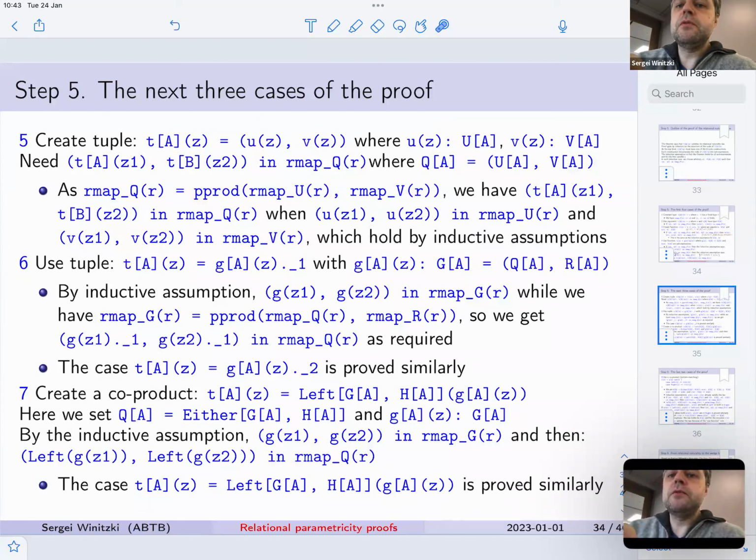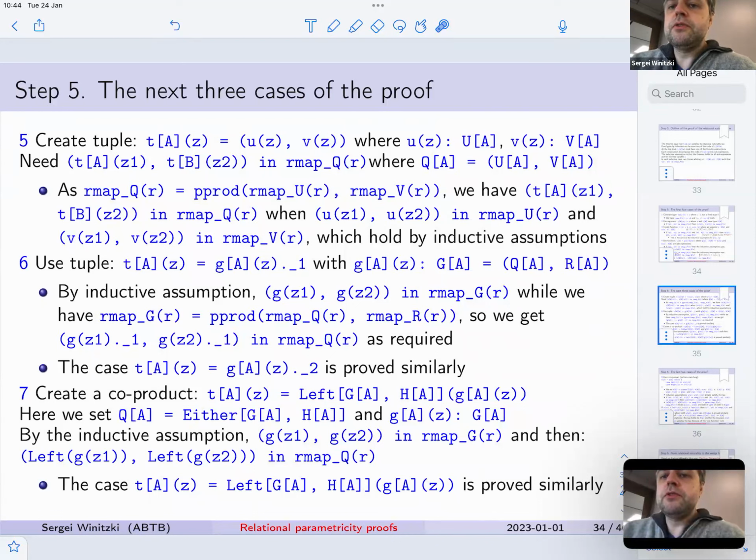In case 6, we use a given tuple. So we have an expression, G, which has a tuple type. And this expression is used by taking the first part of the tuple, let's say. And then let's say we have this type, G, which is a tuple of Q and R is something else. Doesn't matter what, because we're dropping it in this code.